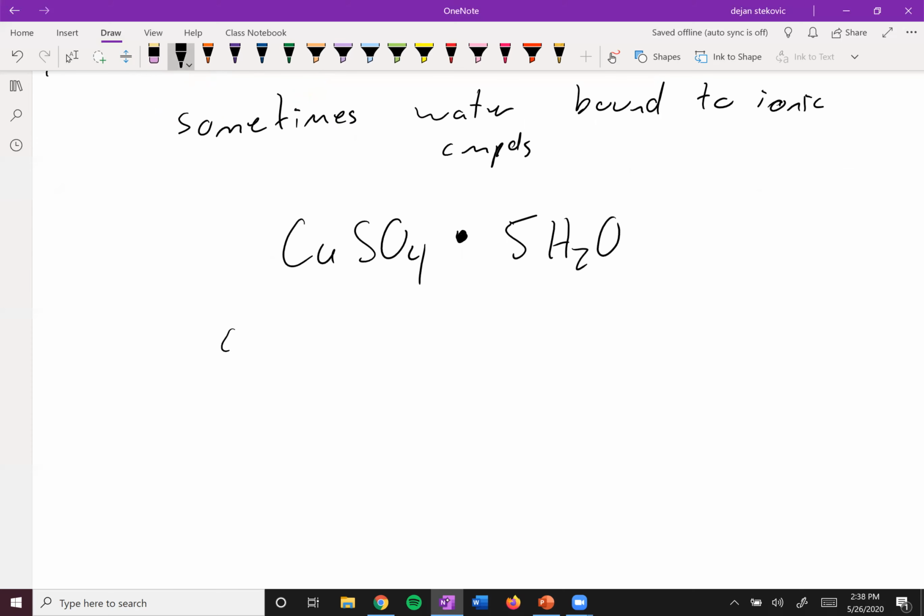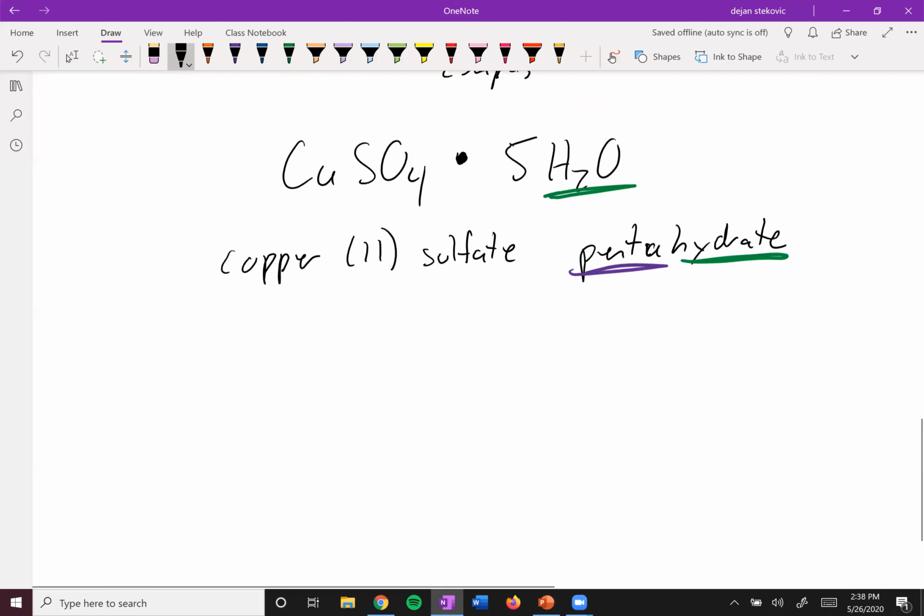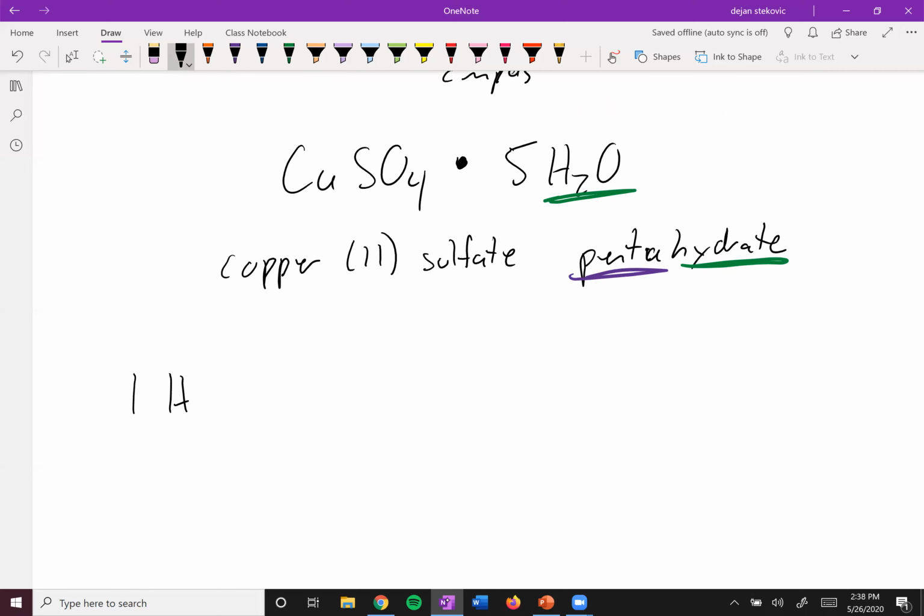So the name of this guy would be copper(II), because the sulfate is 2 minus, sulfate, and then for the waters, we say pentahydrate. So the hydrate just means some waters. And then the prefix, it depends how many water there are. For 5, it's penta. The prefixes are for 1 water. We just say hydrate. So no prefix.